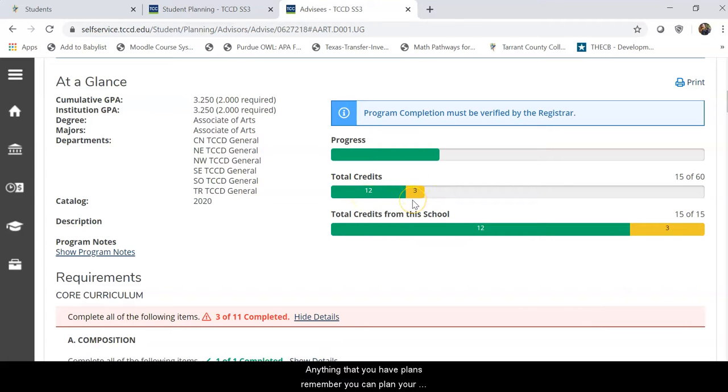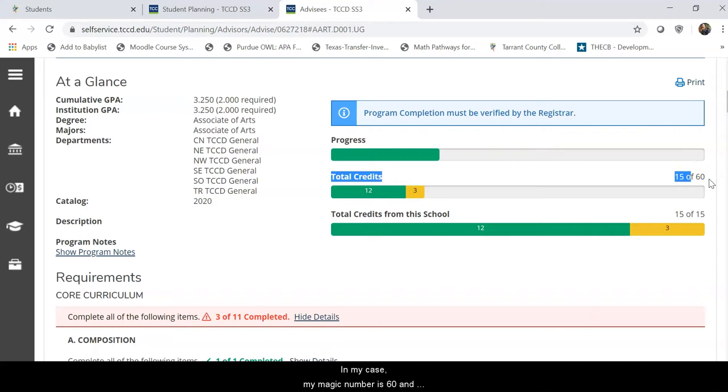Anything that you have planned, so remember, you can plan your courses several semesters in advance, that's going to be in yellow, and anything that's in red, what does red mean in everyday life? Red means stop, pay attention to me. So if it's in red, you need to take that particular course that needs attention. And the goal is to turn everything green in your specific degree plan. And once you turn everything green, this lovely little progress bar right here will make its way all the way over here to the right and hit your magic number.